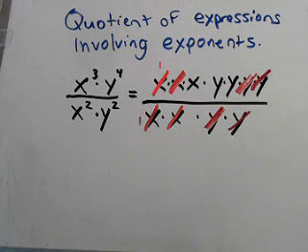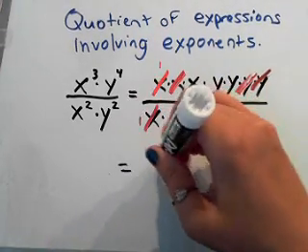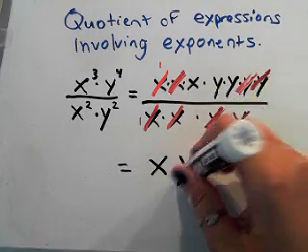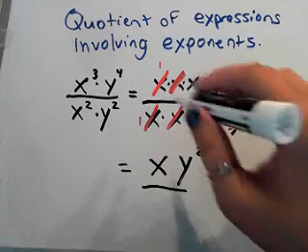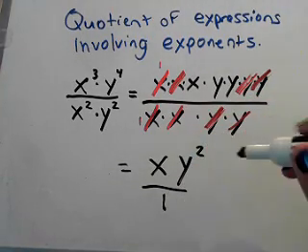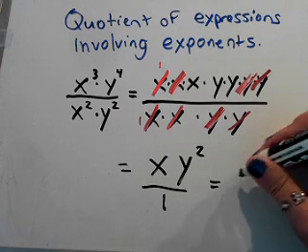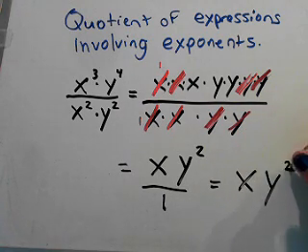And so now if we round up, well, what do we have left? It looks like we're left with a single x on top and y times y, which we could write as y squared. On the bottom, we're technically left with 1 times 1 times 1 times 1, because everything that canceled left us with a 1. But if we have a denominator of 1, that's a whole number, so you don't have to write the bottom as 1. You can just write it as x y squared.